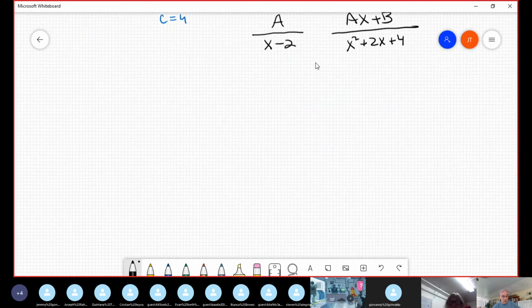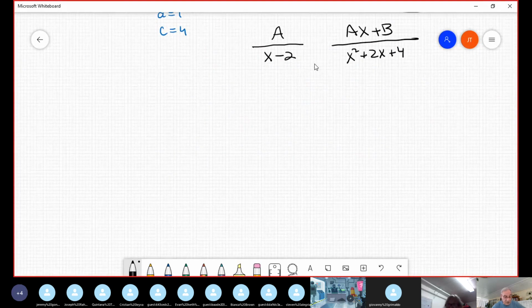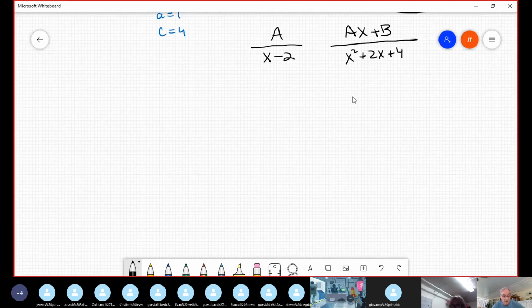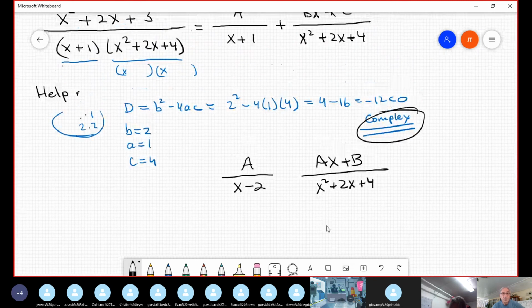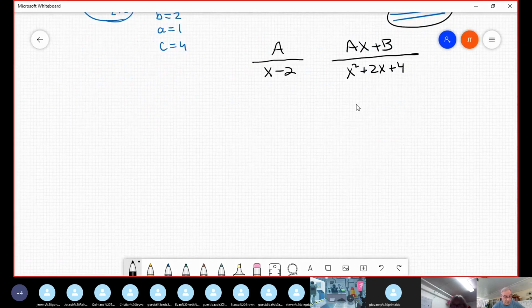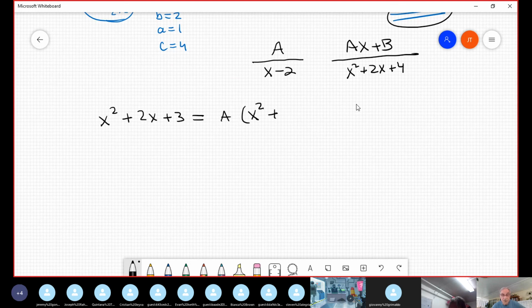Yeah. Okay, good. Now the rest is pretty easy. The rest is multiplication. Multiply everything by the least common denominator. The least common denominator is x plus 1 times x squared plus 2x plus 4. So on the left hand side, we have x squared plus 2x plus 3. On the right hand side, we have A times x squared plus 2x plus 4 plus Bx plus C times x plus 1.